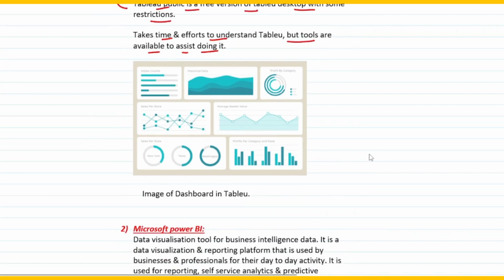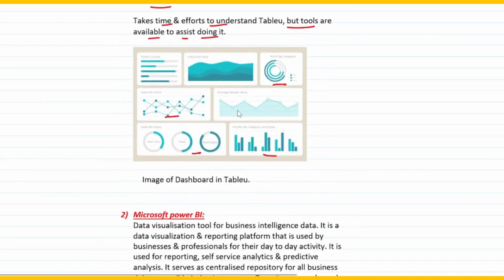This is how Tableau usually looks. This is an image of a dashboard in Tableau, right? So you will have various graphs, line graphs, you will have pie charts with wedges and all that. You also have bar graphs and all that. So this is how Tableau usually looks, right?